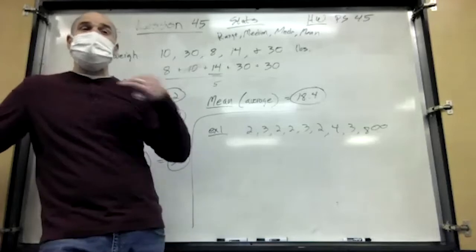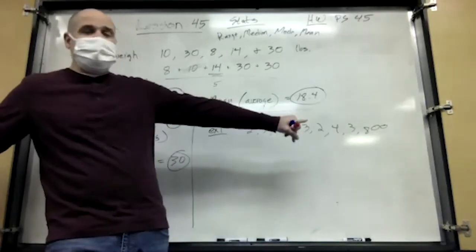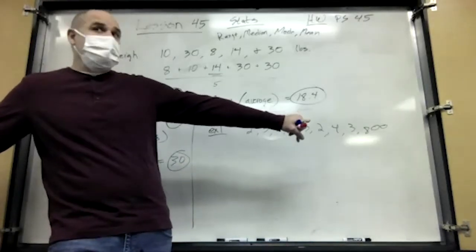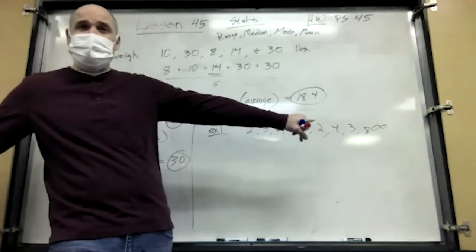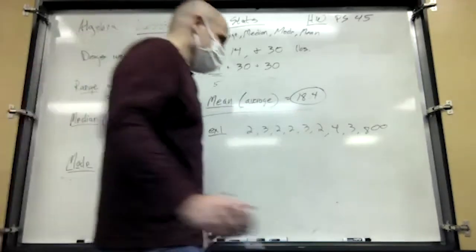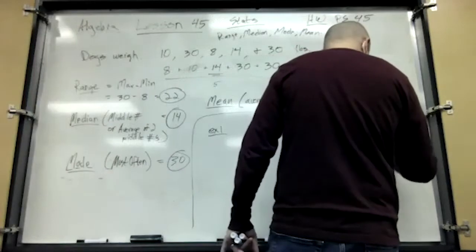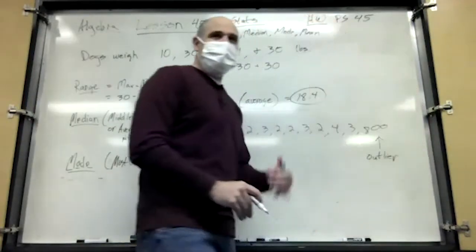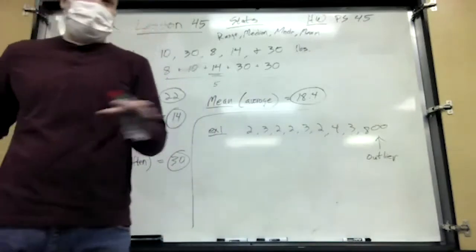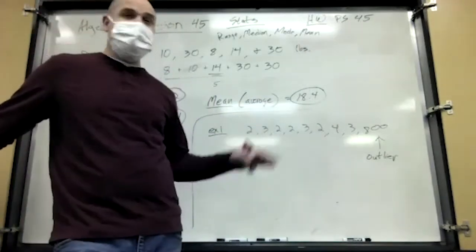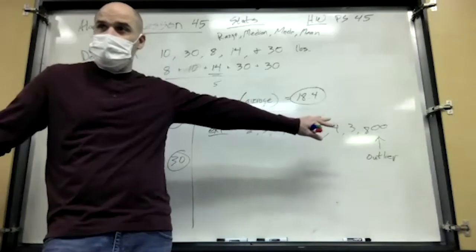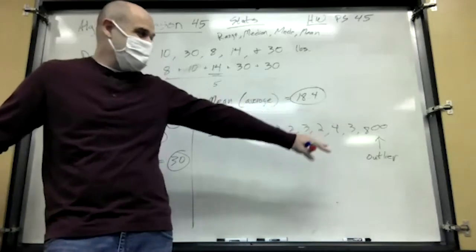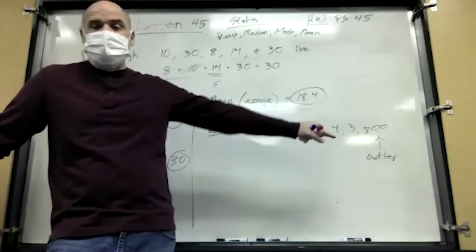So what I call myself and what I call that 800 is called an outlier. Have you heard that word before? Outlier. We're not going to spend too much time with the outlier, but this is like the guy that doesn't belong. So it's kind of like the outlaw, the guy who doesn't obey the rules of the game, of the town. He's the outlaw. So this is the outlier.